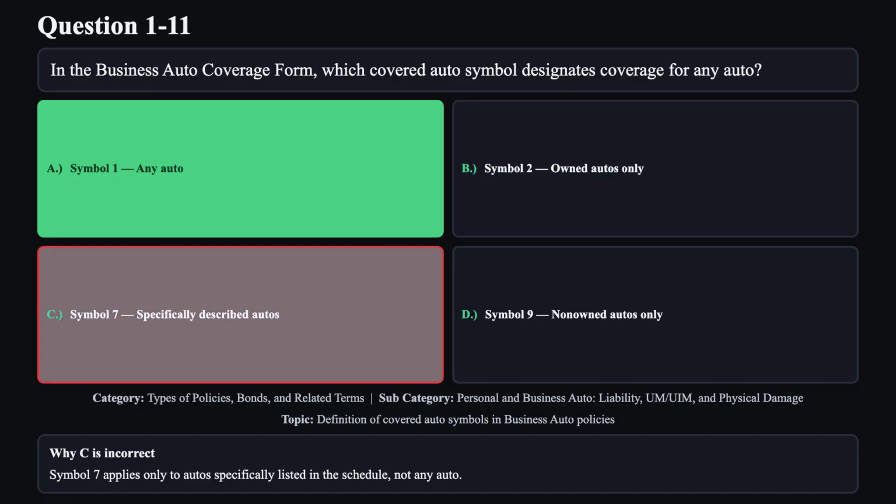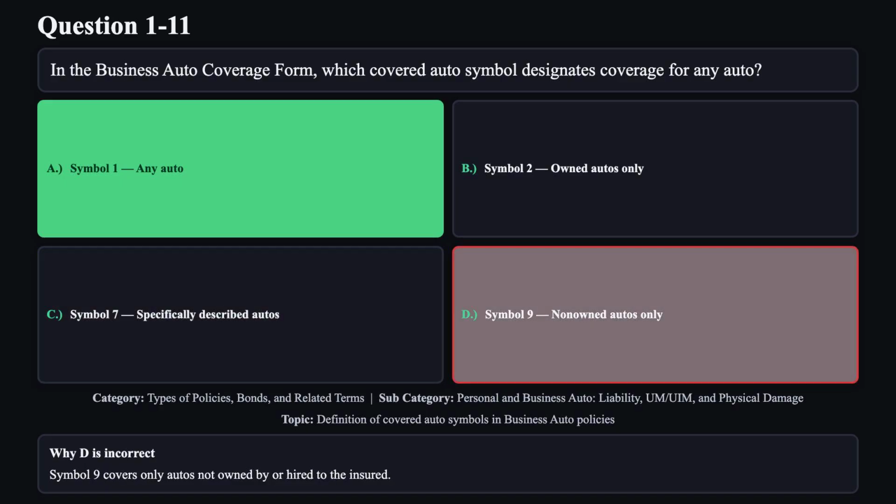Reason C is not correct. Symbol 7 applies only to autos specifically listed in the schedule, not any auto. Reason D is not correct. Symbol 9 covers only autos not owned by or hired to the insured.